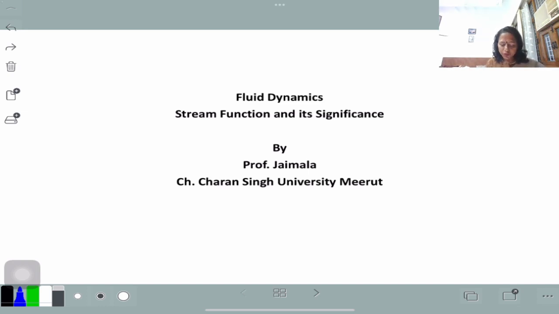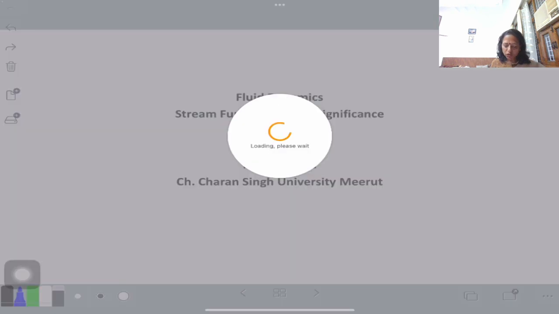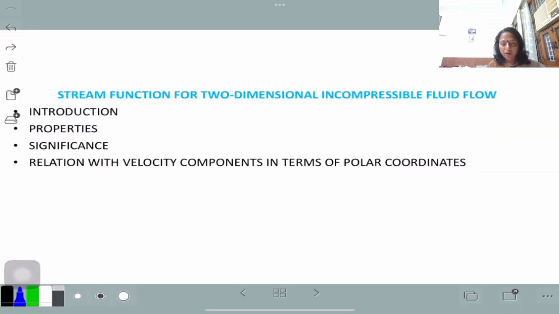So dear students, today we will start a topic, stream function and its significance. In this topic, we will learn how the stream function is introduced, what are its properties, what is its significance, and what is the relation with velocity components in terms of polar coordinates, and naturally some examples.